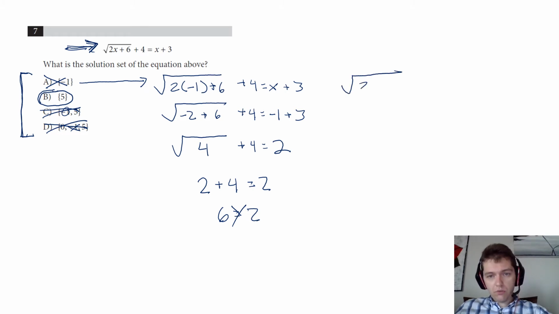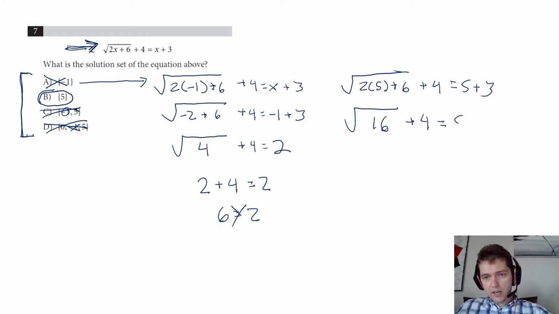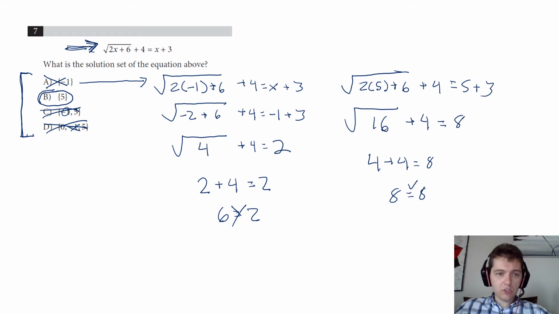Square root of 2 times 5 plus 6 plus 4 is equal to 5 plus 3. Square root 2 times 5 is 10 plus 6 is 16. Plus 4 is equal to 8. Square root of 16 is 4 plus 4 is equal to 8. 8 is equal to 8. Yes, it is. 5 is a solution. That once again looks good for B.